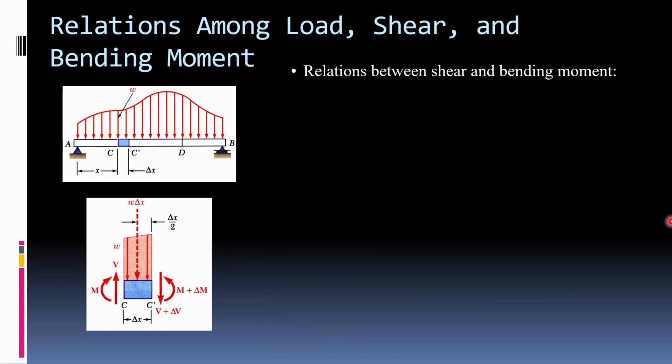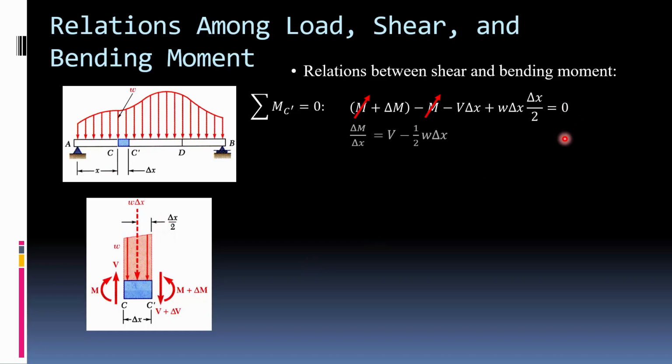Now let's move on to the relationship between shear and bending moments. Again, let's do the same thing and take the sum of the moments. You have this shear times this distance, you have this moment, you have this moment, and you have this force times this small distance. This and this are positive. This is going to be in the opposite direction, this is going to be in the opposite direction, and this is going to be in the positive direction. Again, the moments cancel out.